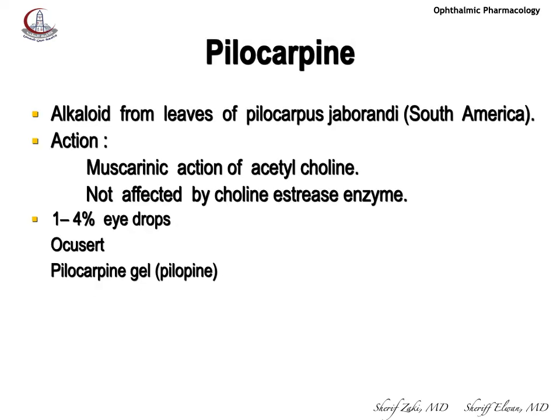Now, pilocarpine is an alkaloid from leaves of Pilocarpus jaborandi, originating in South America. Its action is muscarinic like acetylcholine, not affected by the cholinesterase system. Preparation is 1 to 4% eye drops, may be used as Ocusert, as we said before, or as pilocarpine gel known as Pilopine.